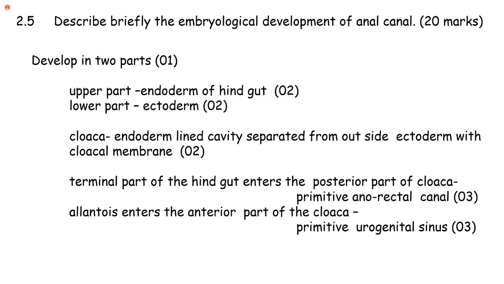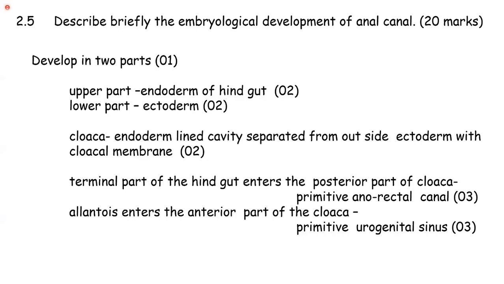Now you know that it develops in two parts. And you mention the origin of the upper part, endoderm of the hindgut. Lower part is from the ectoderm. That is why the anal canal has this dual nerve supply, blood supply, everything, right? And you have to mention the fact that there's an endodermal cavity at the terminal end of the hindgut, which is separated from the outside by the cloacal membrane, right?